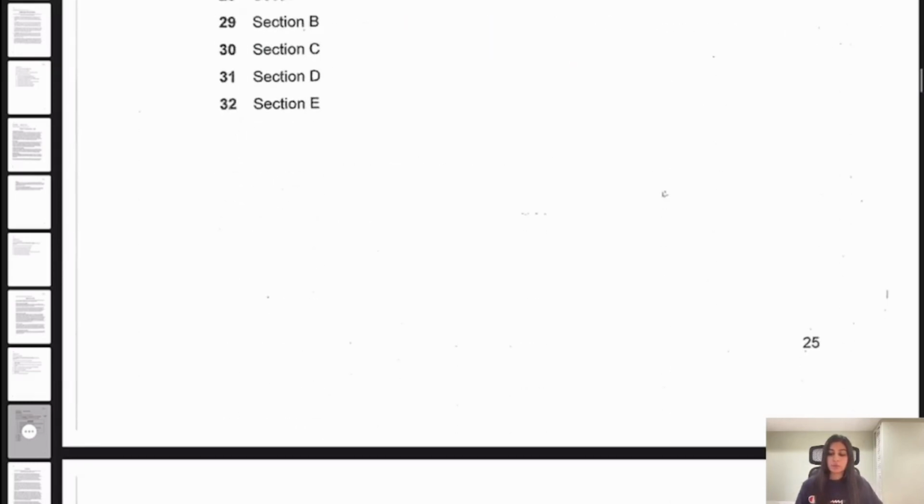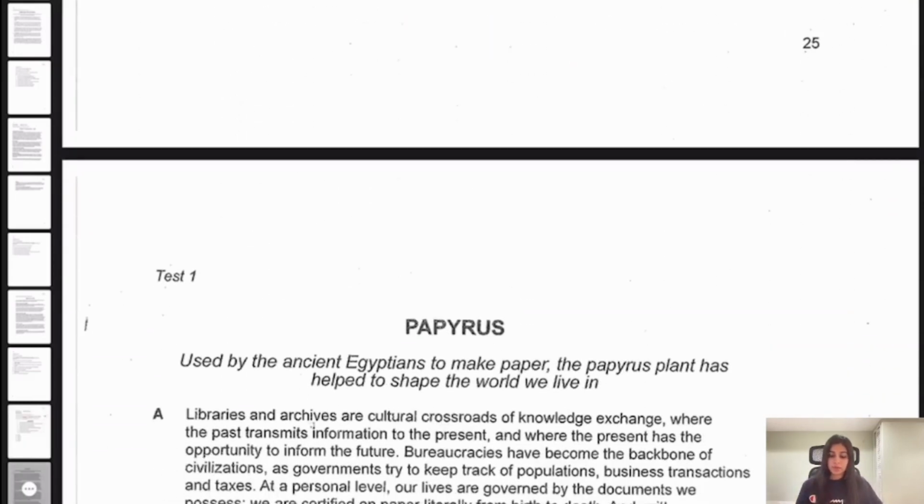Then we have to go to the title. We have to read the title, and also the subheading, or basically the explanation of the title. You have to go through that to understand what you can expect in the paragraph. This is your step 2. So: papyrus, used by the ancient Egyptians to make paper.